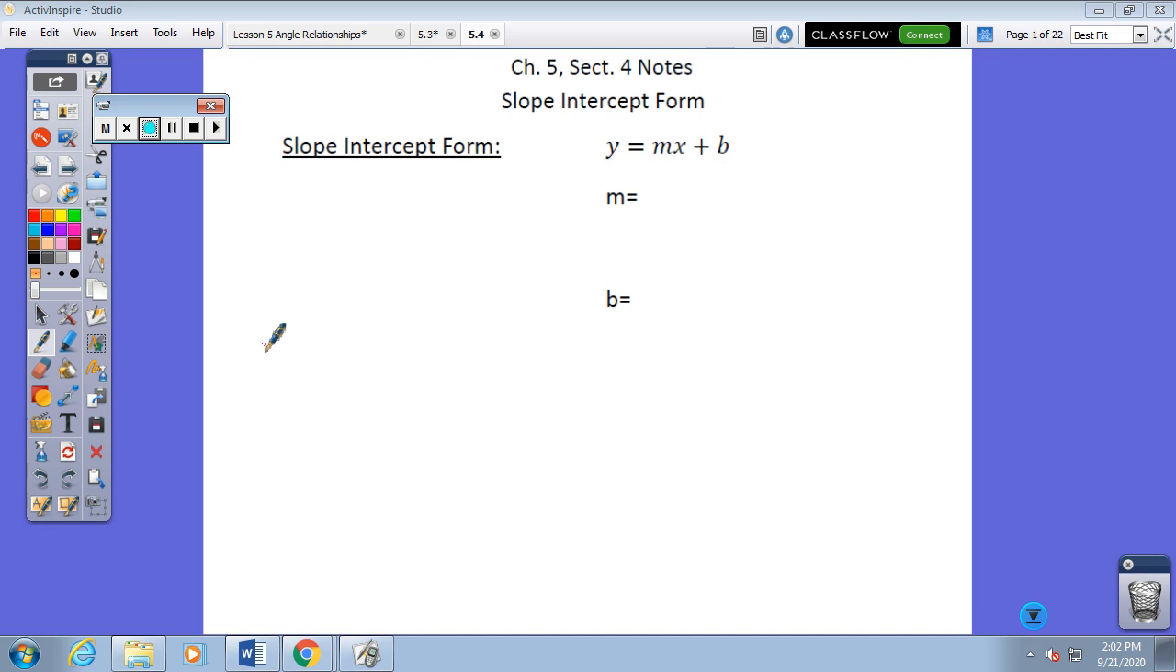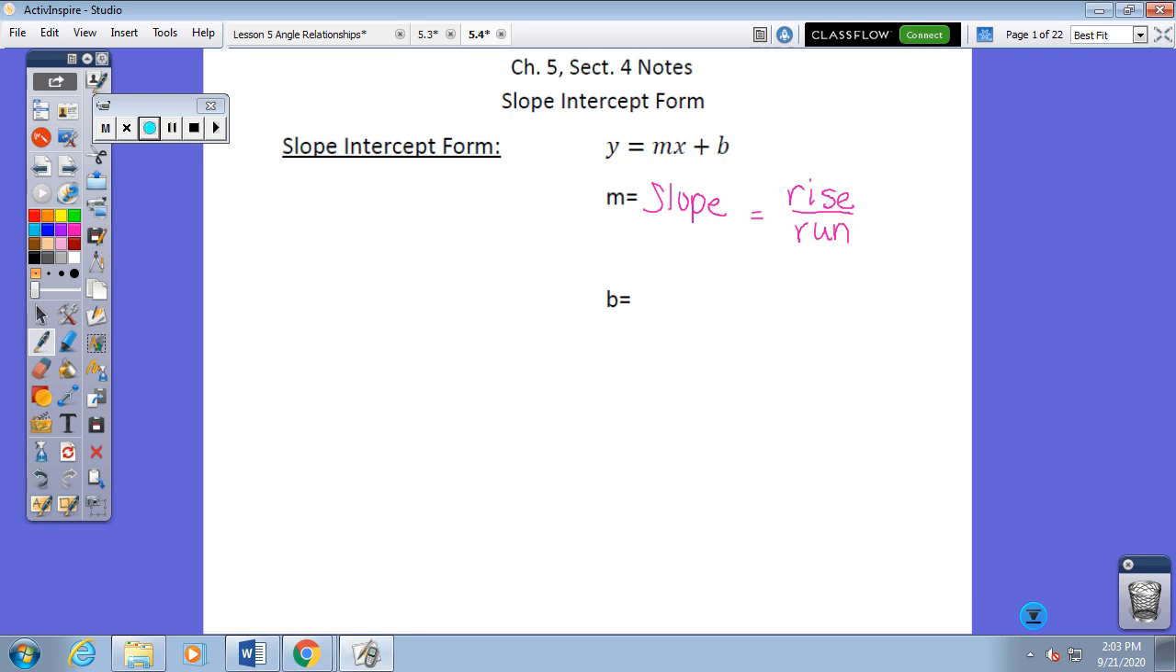In this lesson, we are going to look at slope-intercept form. The equation is y equals mx plus b. M, the number that's in front of x, not the x, just the number, is going to be your slope, which is also rise over run if you have it in a graph.